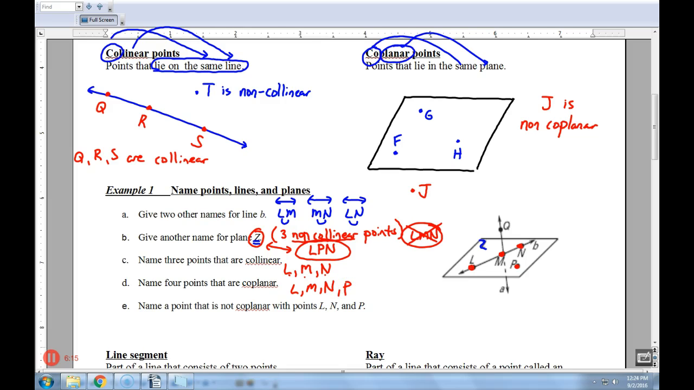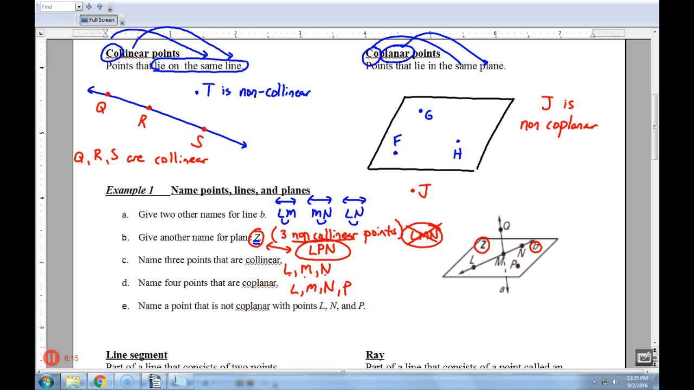Now, one thing that I want to highlight here that people kind of screw up on, an error alert, I call it, is this is not a point. That's a letter that names the plane. This is not a point either. B actually is another name for the line. So you can see who the actual points are. They're L, M, N, and P. So be careful on that.